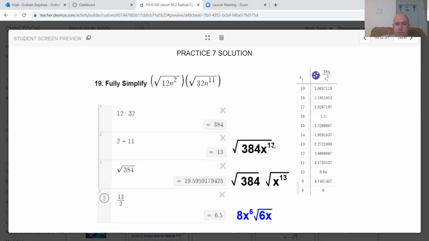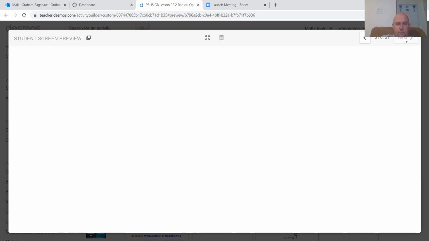And for the exponent, 13. 13 divided by 2 is 6.5. So the 6 of the 6.5 tells me it's x to the 6. And a 0.5 just reminds me I still have 1 x left over.